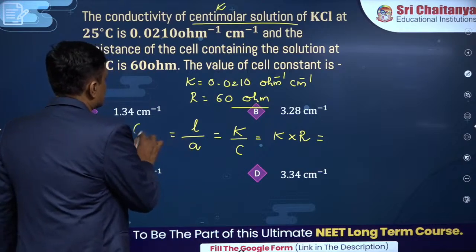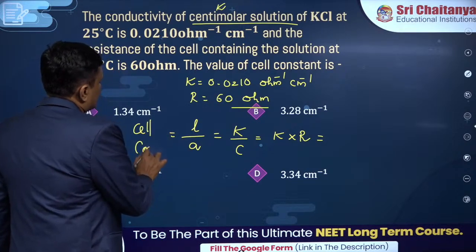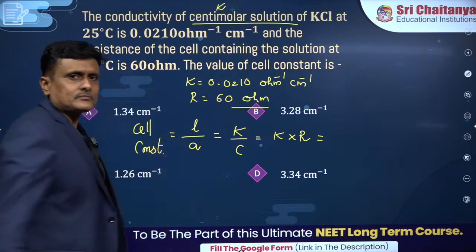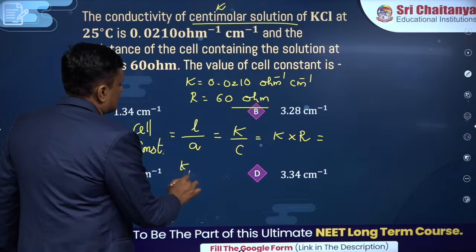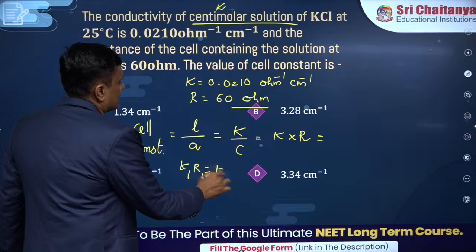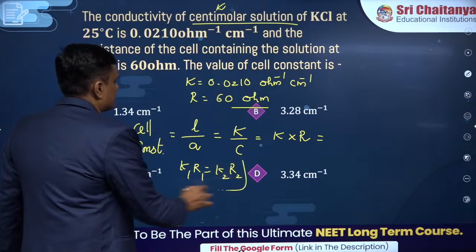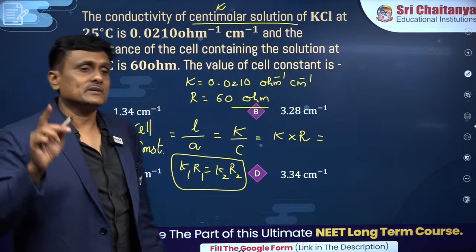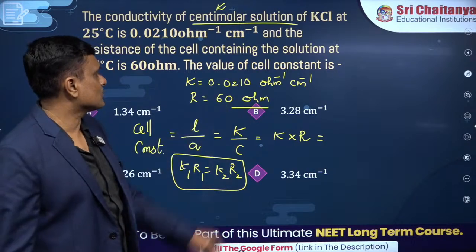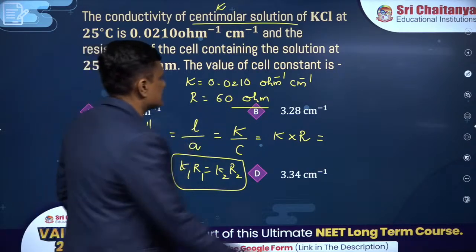This is cell constant. Sir, what are the other type of questions that are asked? Let me tell you. This is a constant, so you can write this equation as what? K1R1 equal to K2R2. You may be given entire information to find out any unknown. So be careful. This is a simple question though. Alright, just substitute. What do you get?